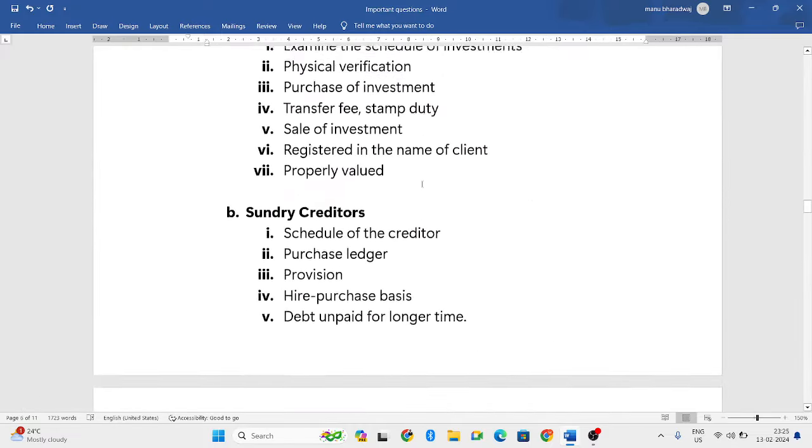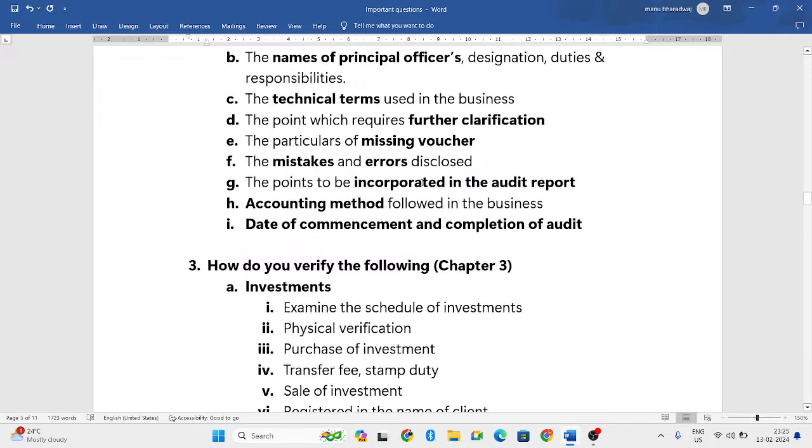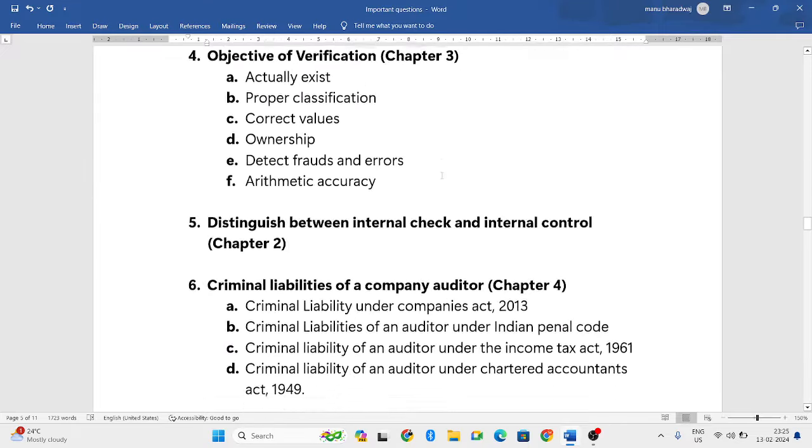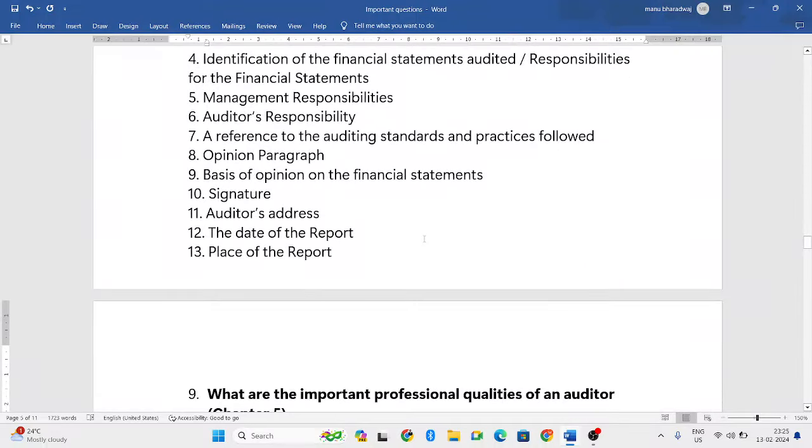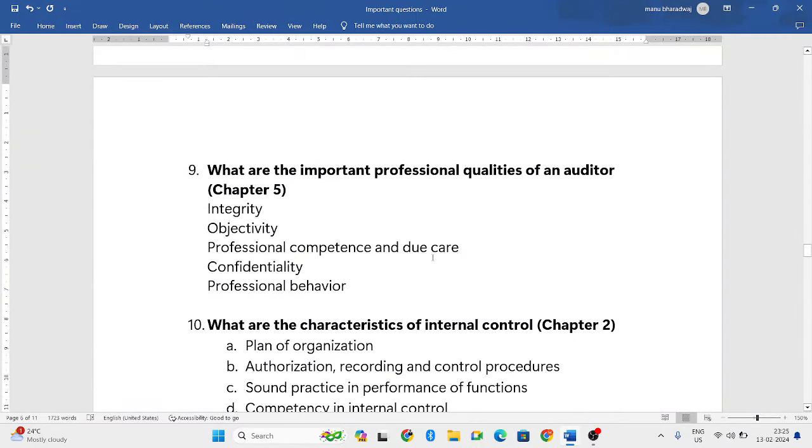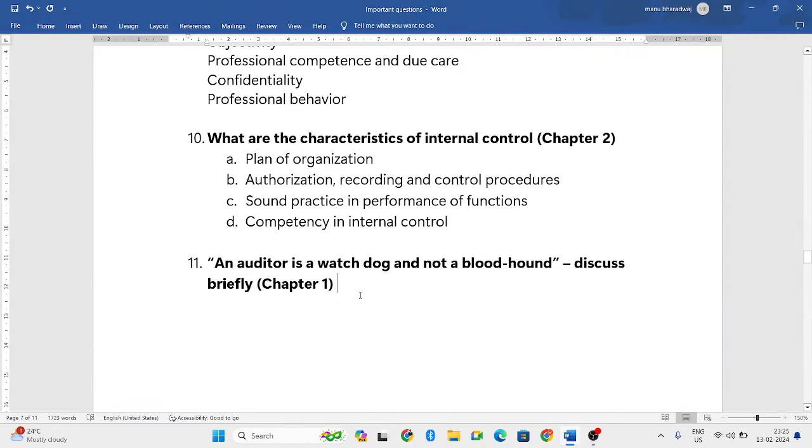Apart from this, a few other questions may come, but at least 2 or 3 questions from this will definitely come, I feel, because these are the most repeated questions in the previous year question papers.